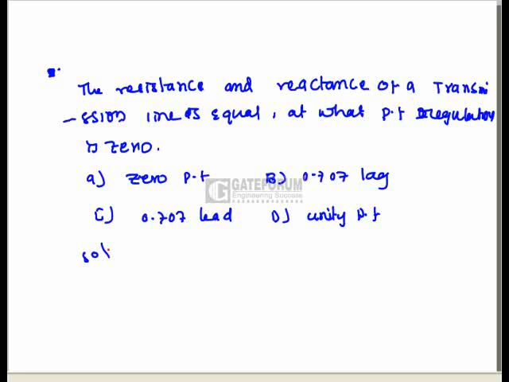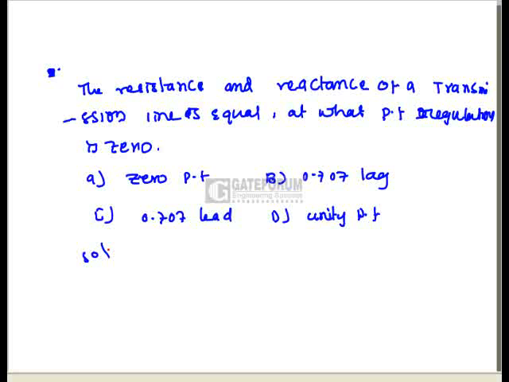The resistance and reactance of a transmission line is equal. At what power factor is the regulation 0? The options are given as 0 power factor, 0.707 lag, 0.707 lead, and unity power factor. And the first and foremost thing we have to observe is here.